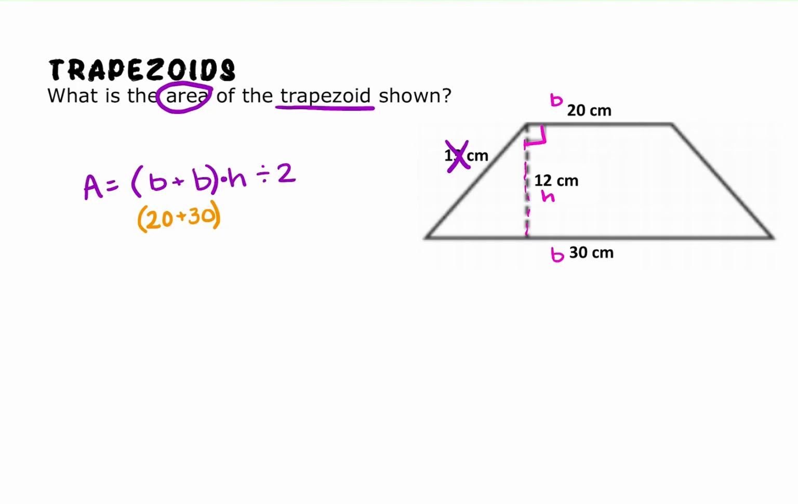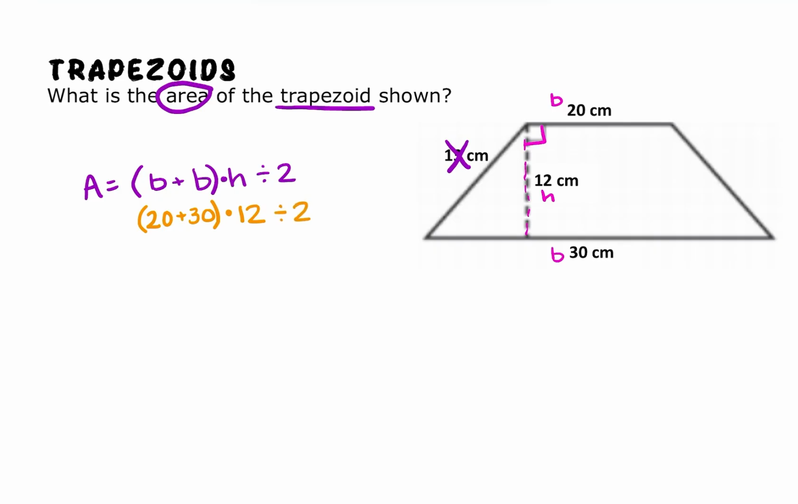Now, some of you might be thinking, does it matter if I switch those? Does it? What's 20 plus 30? It's 50. What's 30 plus 20? It's still 50. So it doesn't matter which order you put your bases in. It doesn't matter. Okay? Height has to go for the h though. So the height is 12 divided by 2.